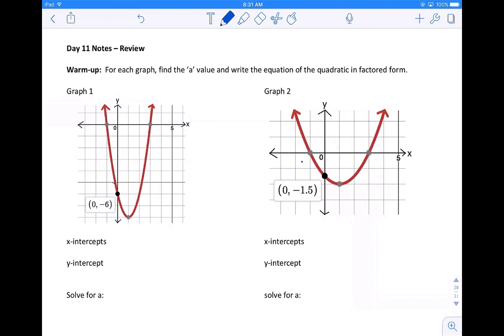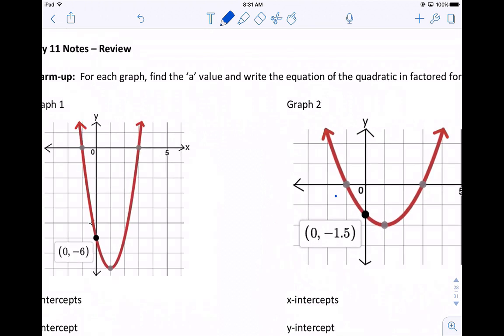Today we're going to review the second part of the chapter, which is finding the zeros of a quadratic. For the warm-up, for each graph, find the a value and write the equation of the quadratic in factored form. So if you remember, factored form of a quadratic looks like this.